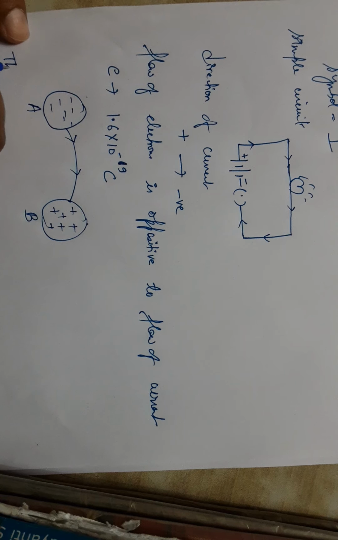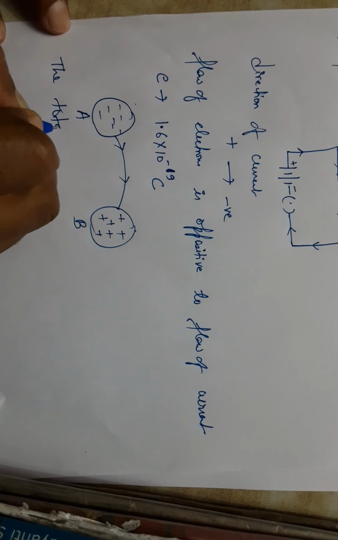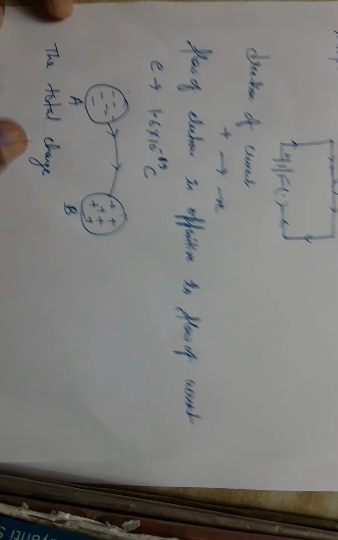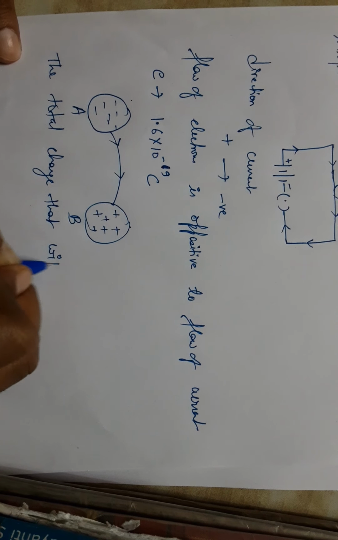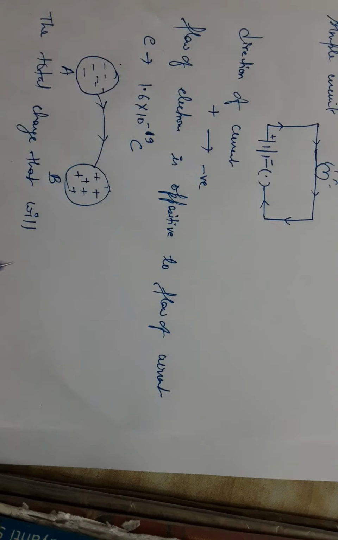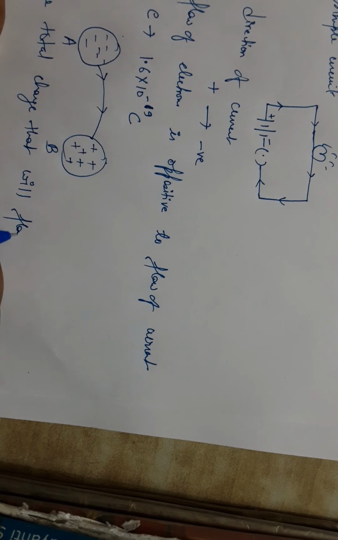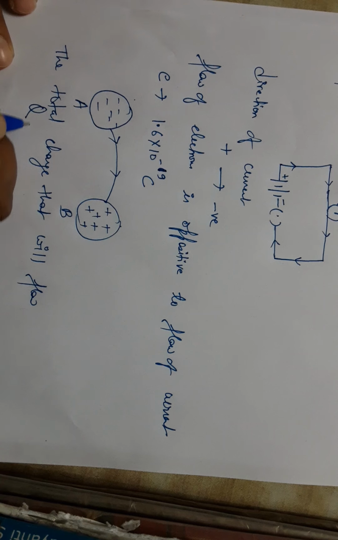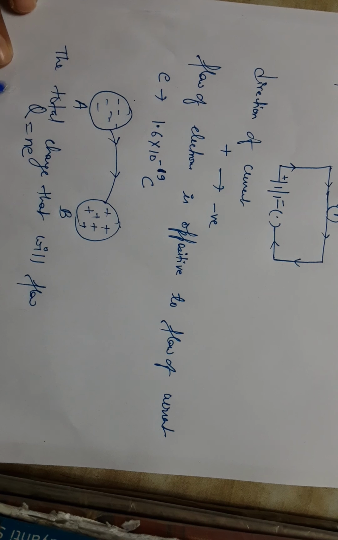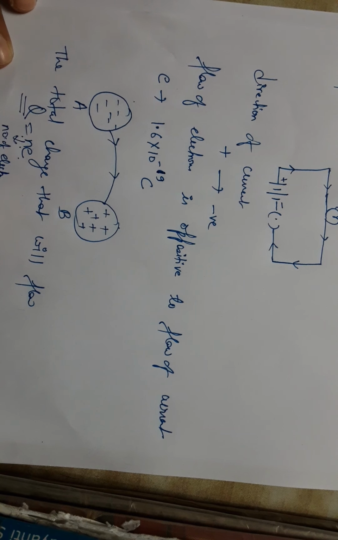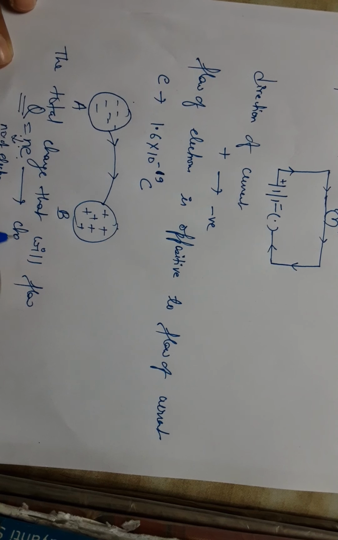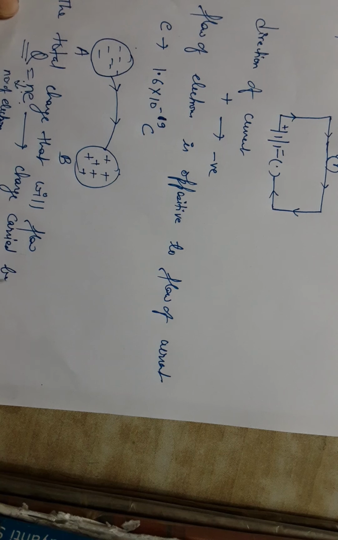The total charge that will flow when n electrons move from body A to body B will be given by Q equals Ne, where n is the number of electrons and e is the charge carried by an electron.